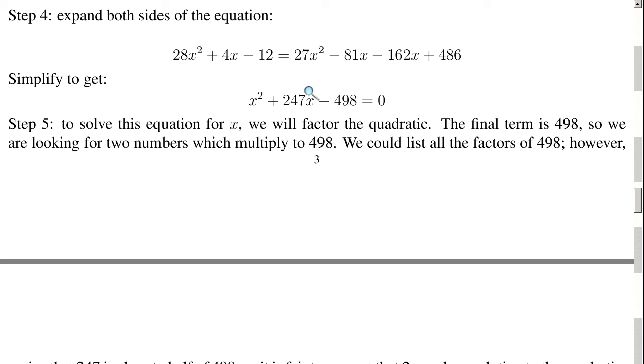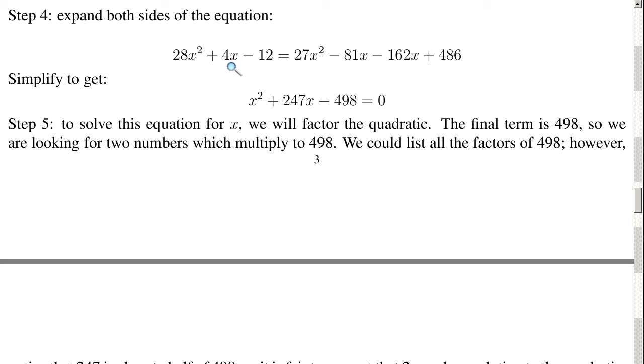Okay, so how are we going to simplify this? What I did is I subtracted both sides by 27x squared. So 28x squared minus 27x squared just gives me x squared. And that cancels on the right side. For the x's, we have some work to do because we have to add 81x and then add 162x to both sides of the equation, so that this can cancel and this can cancel on the right side of the equation. And then on the left side we have 4x plus 81x plus 162x.